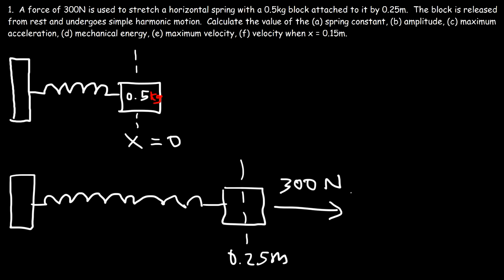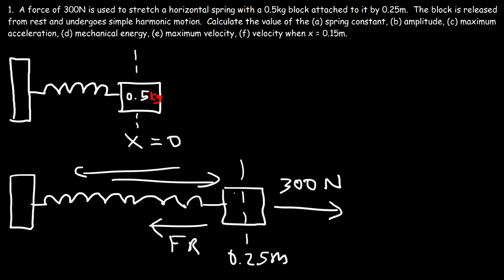Now, once we let go of the spring, that force will no longer be there. So the restoring force will cause the system to accelerate towards equilibrium. And then it's going to go backwards and forwards, and it's going to oscillate back and forth. So that's what's happening in this system.